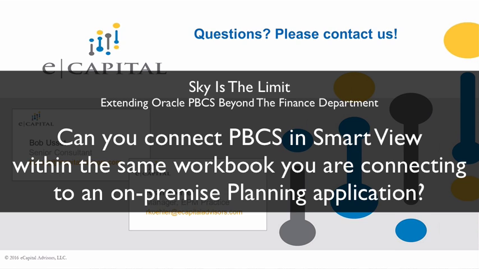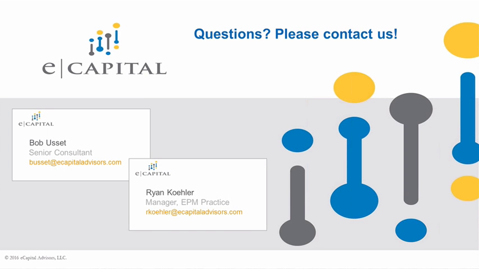Nick asks, can you connect PBCS and SmartView within the same workbook you are connecting to an on-premise planning application? Yeah, good question. So as far as how that would work, the short answer is yes, you can. Those of you who are familiar with the SmartView options menu, the Advanced tab has a shared connection URL to get you started with your connection types. So all you would have would be a different shared connection URL that would connect to your PBCS cloud application.